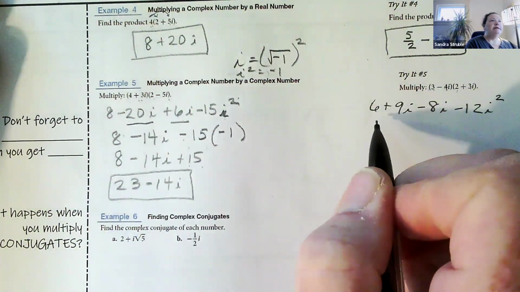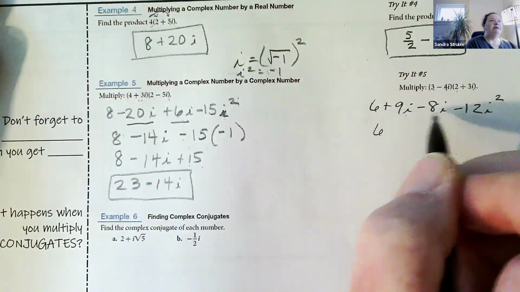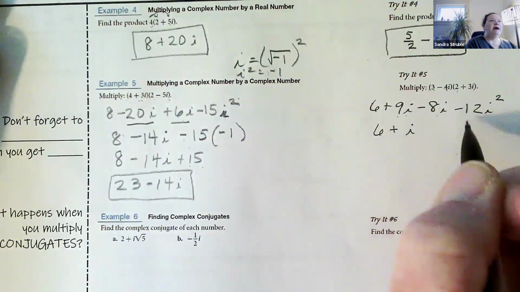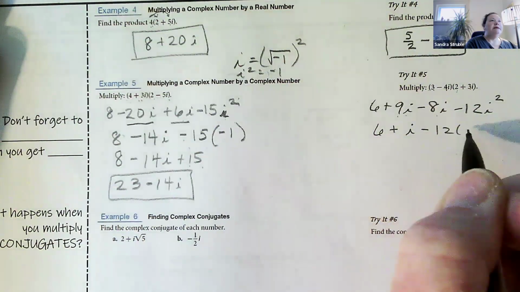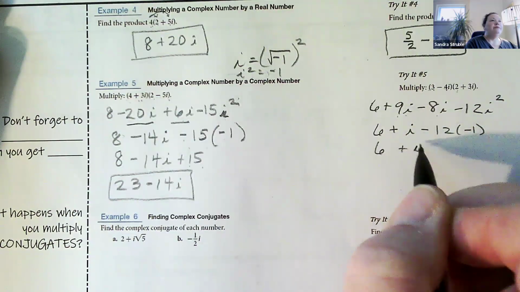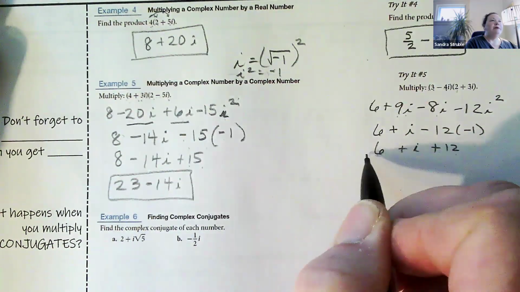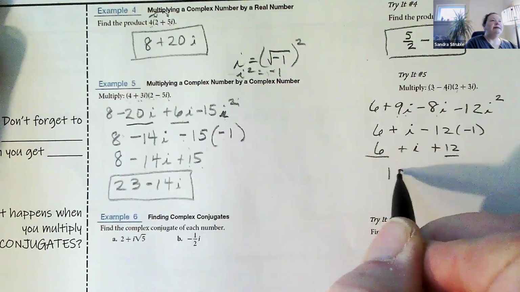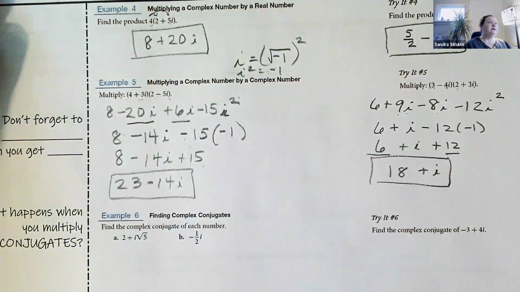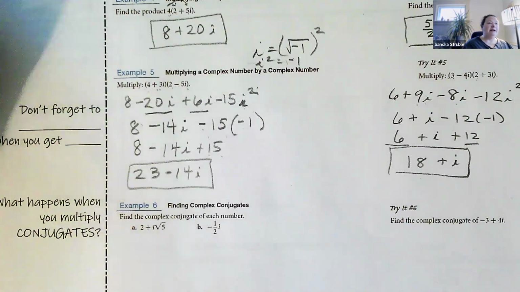So we've got 6. I'm going to go ahead and combine these two. 9i minus 8i is just i. And this becomes negative 12 times negative 1, which is positive 12. Now we can combine the 6 and the 12, which gives us 18 plus i. Again, a plus bi format. All right, I'm going to pause the video, actually stop it, and come back and do another one.